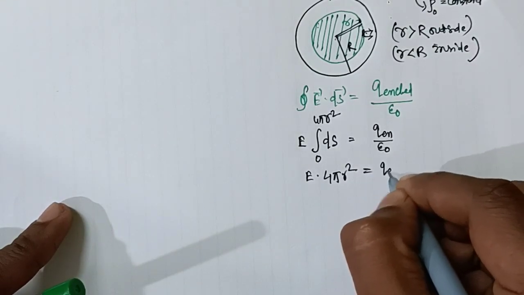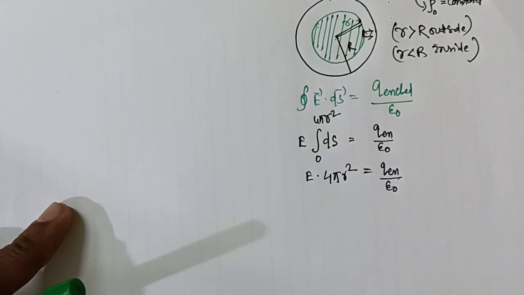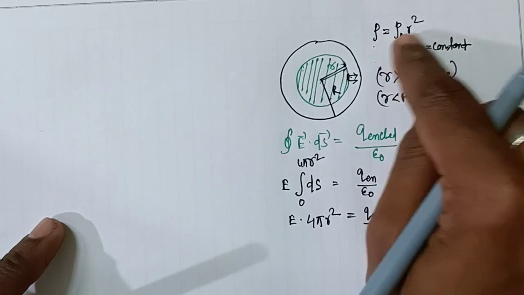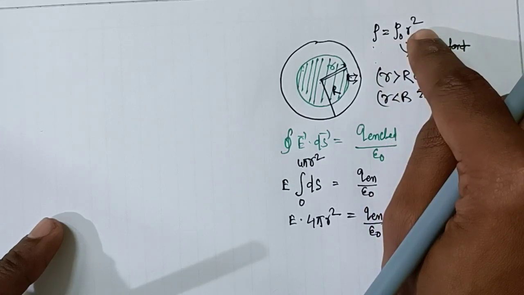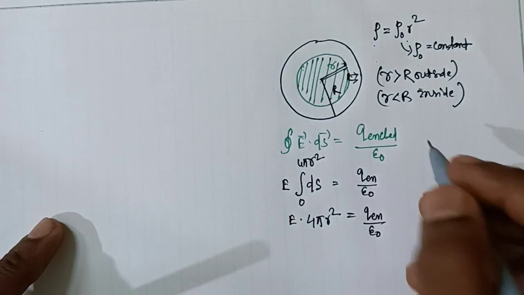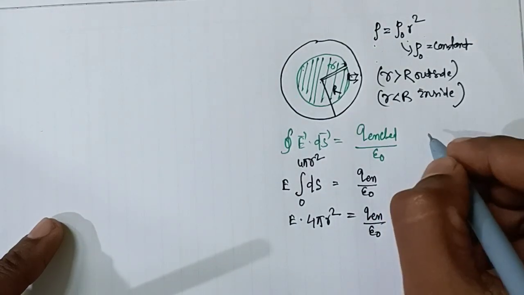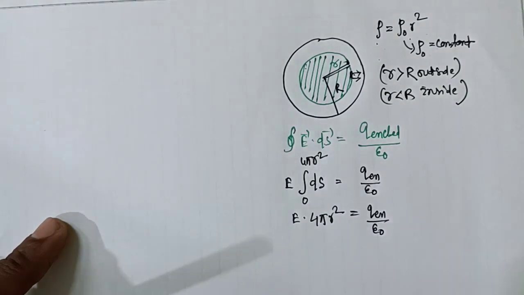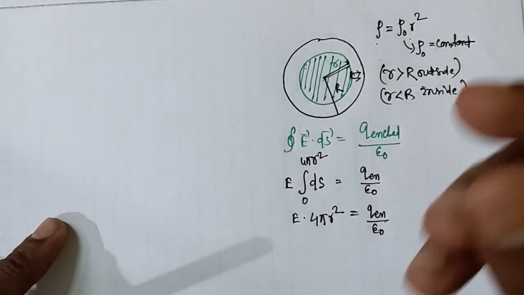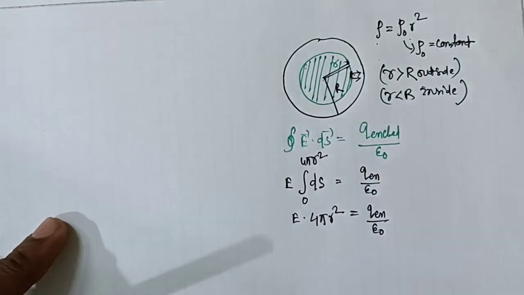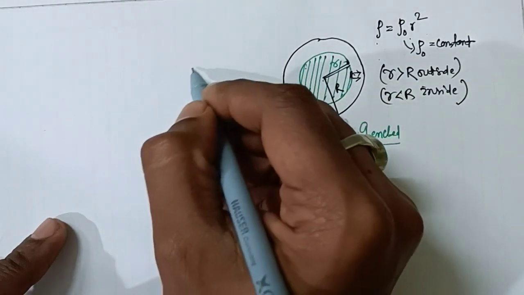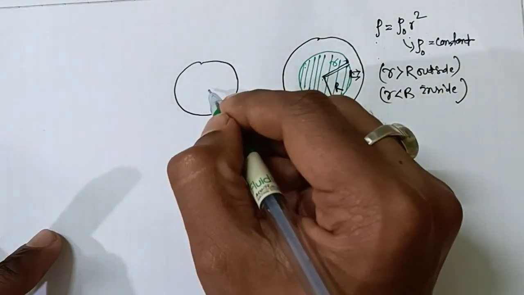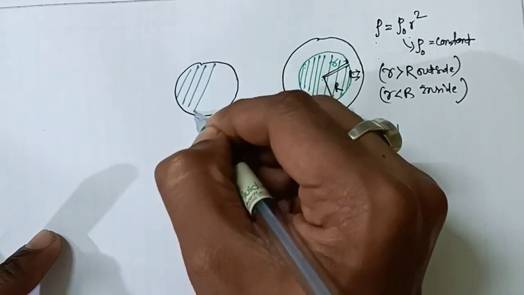Now we look at q enclosed upon epsilon naught. What is q enclosed? Rho is not uniform, it is non-uniformly distributed, and it is a function of r square. So first we will consider an elementary charge, and then we will find how much total charge is enclosed. This is the region, I am bringing this region here. This is my region where the charge is enclosed, so I need to find how much charge is enclosed within this region.